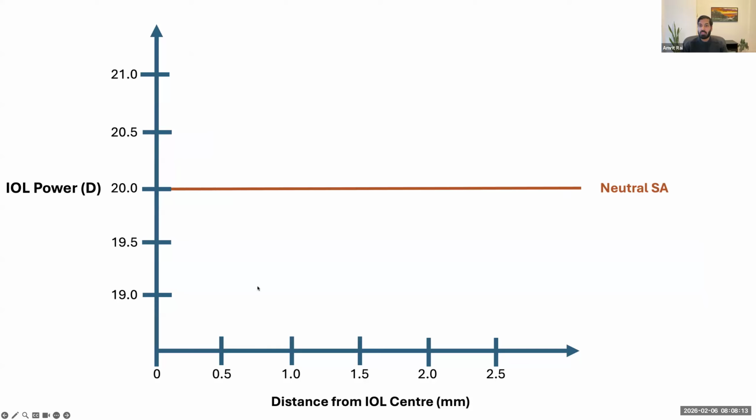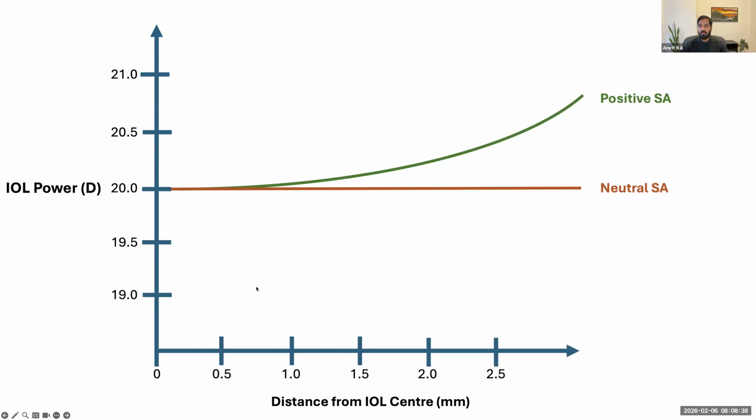Now, all IOLs are labeled according to their central power. So, for example, a 20 diopter IOL has 20 diopters of power in the center. But that doesn't always mean that the entire IOL has the same power edge to edge. And in fact, it often does not. On this graph, we see that neutral SA IOLs, like the Invista, do in fact have constant power from edge to edge of the optical zone.